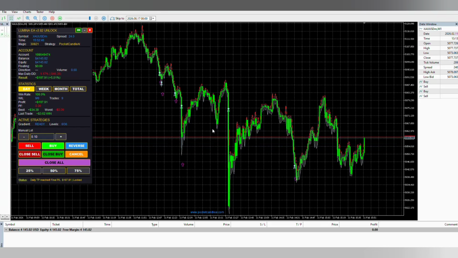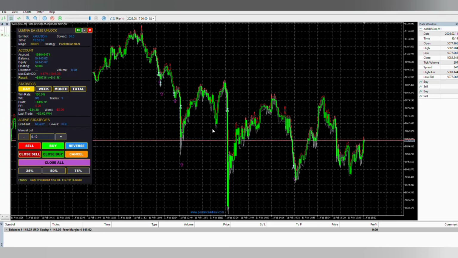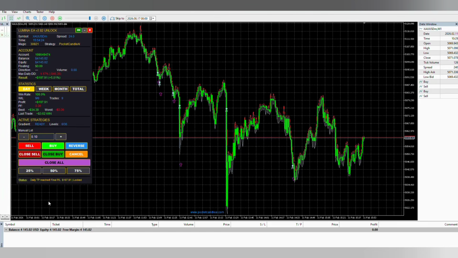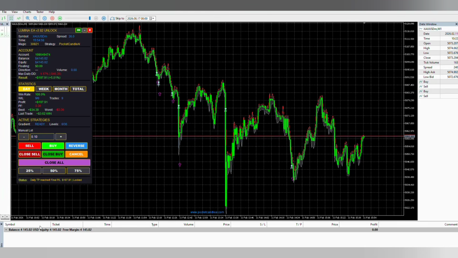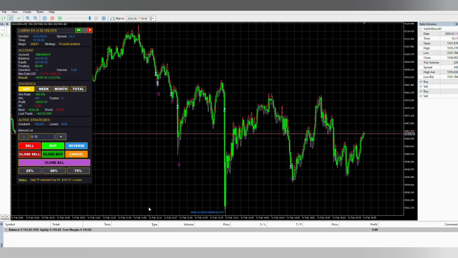So for me personally, backtesting is to have an idea of what you built, to have an idea of the settings and correct them, because before I got to these settings here, it was not passing January. It was losing on the 5th of January.